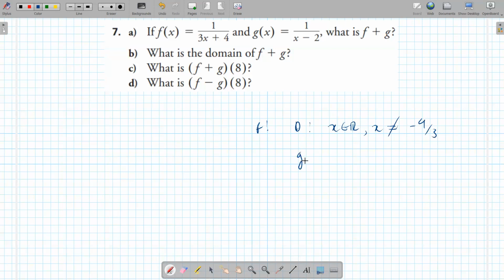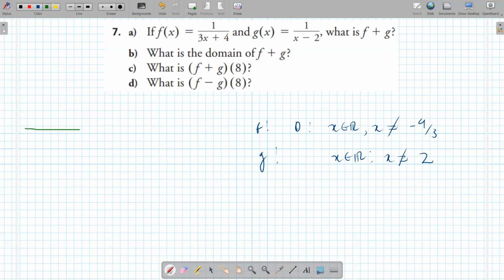What about for g? What's the domain for g? What can x not be? 2. So x can be everything except x cannot be positive 2.